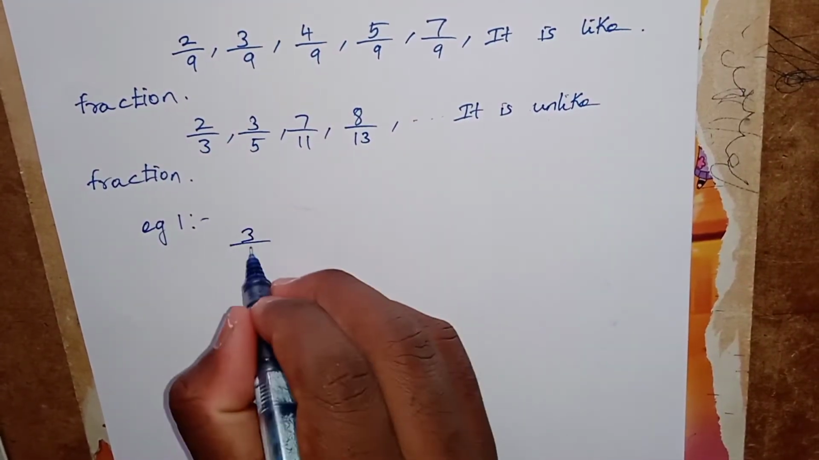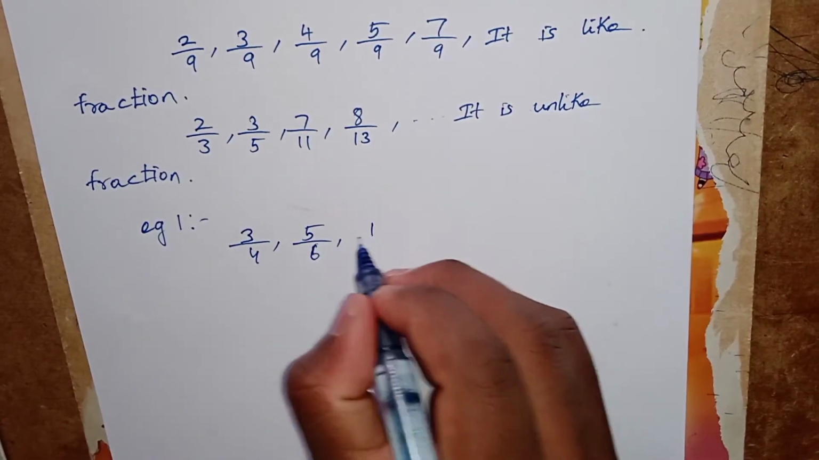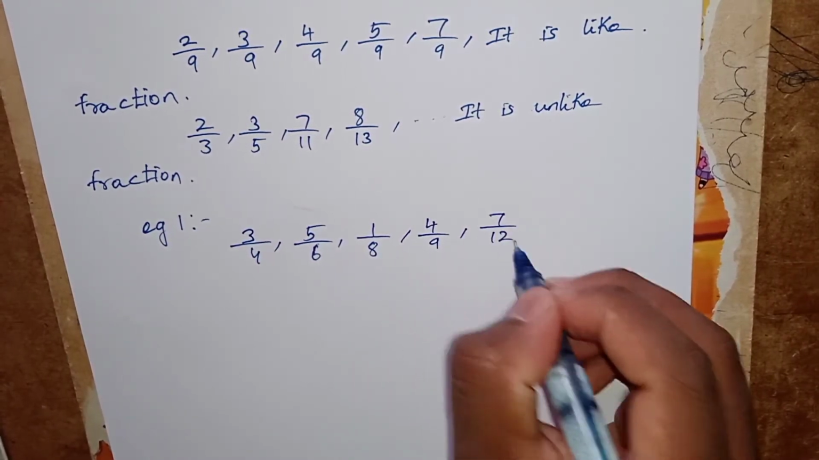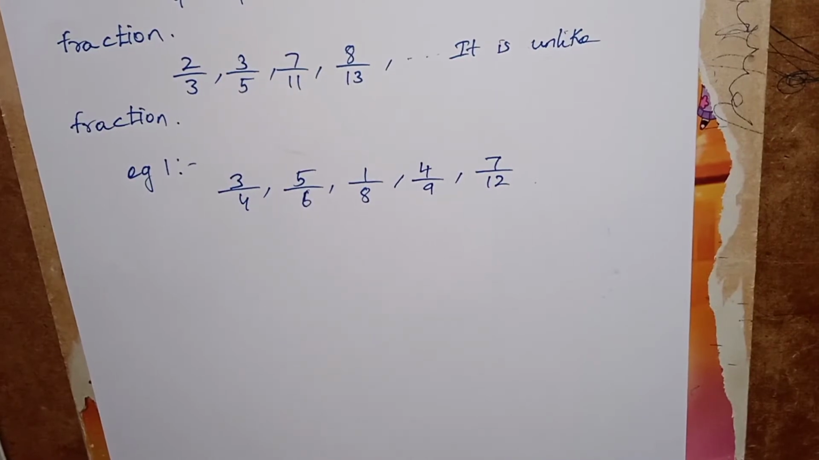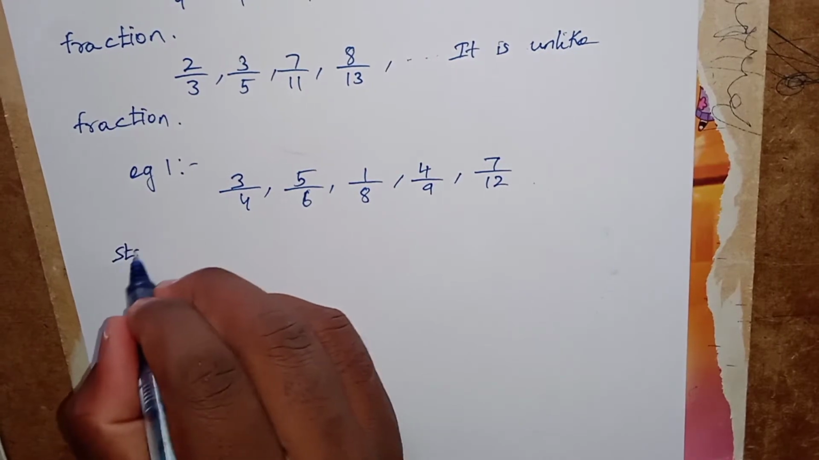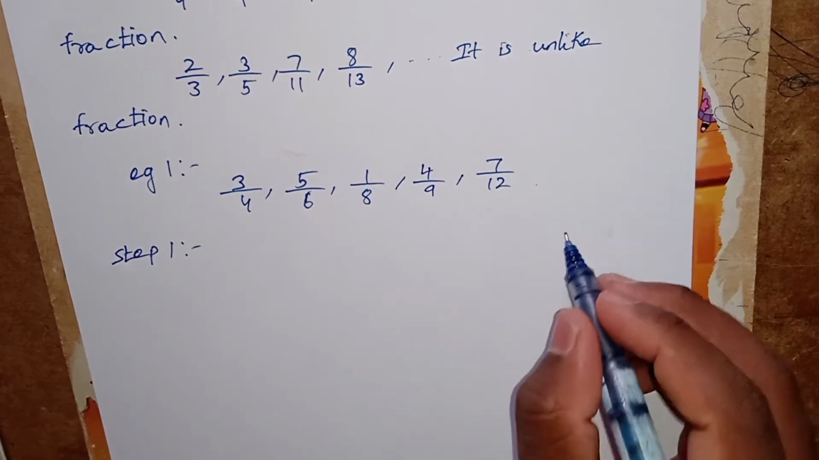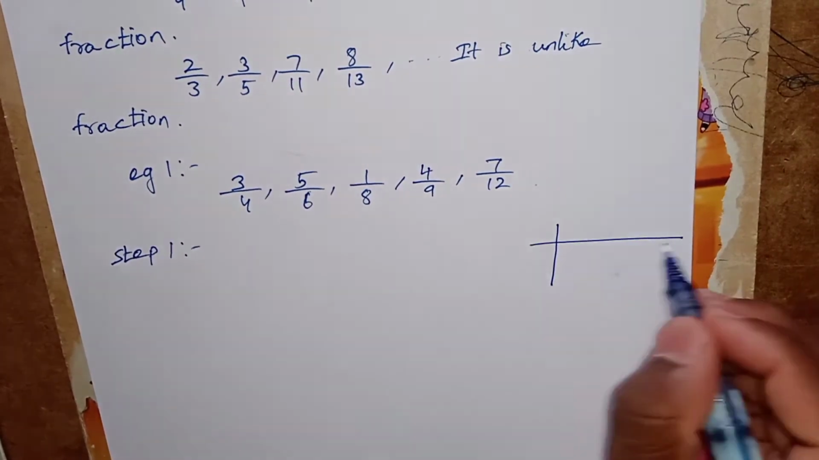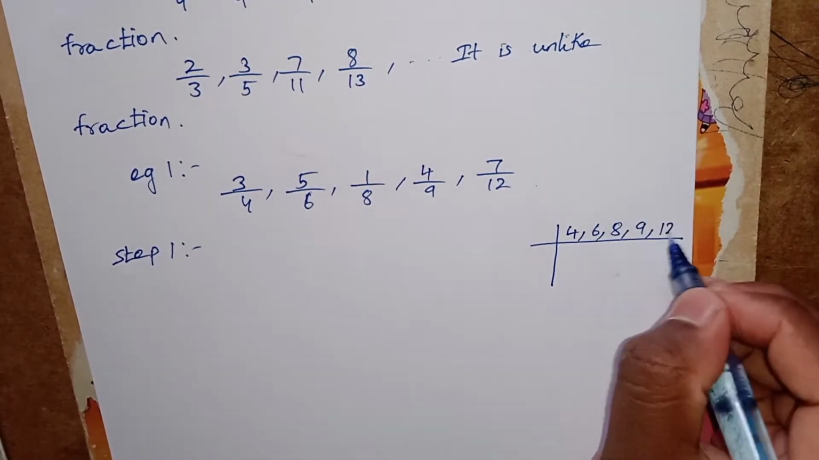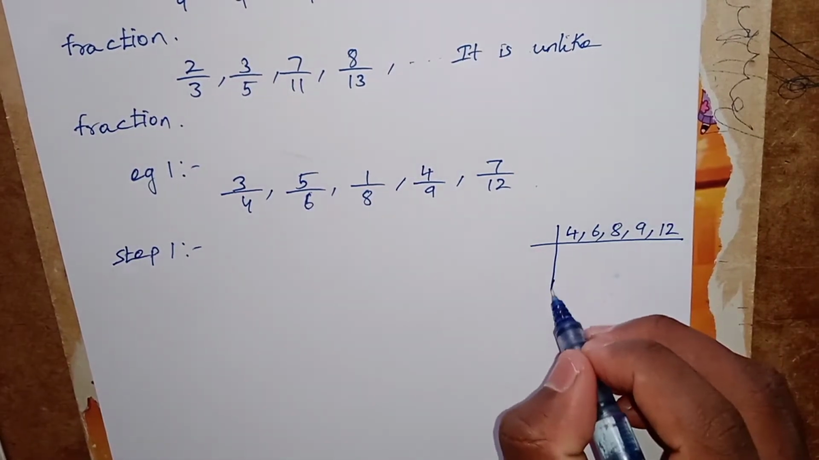Okay, 3 by 4, 5 by 6, 1 by 8, 4 by 9, 7 by 12. Here, first step, you have to take the LCM for every term. Here 4, 6, 8, 9, 12. You have to take the denominators and first find the LCM.